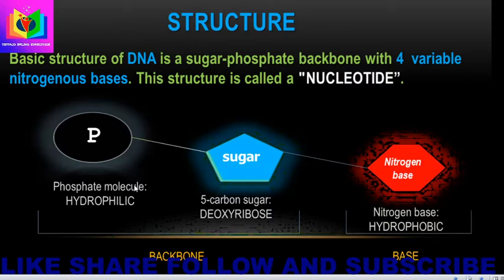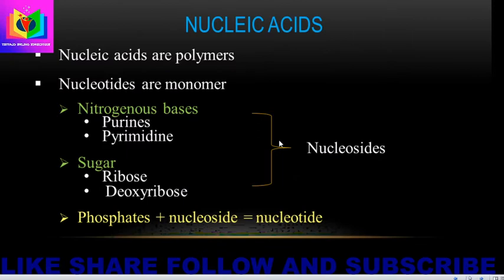When the phosphate molecule, ribose sugar and nitrogen base combine together, they make up a nucleotide. Then the nucleic acids. The nucleic acids are polymers which consist of nitrogenous base and the ribose sugar which make up nucleoside, and when this nucleoside and nucleotide combine, we get nucleic acid.